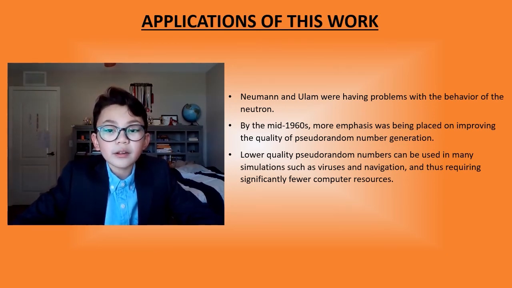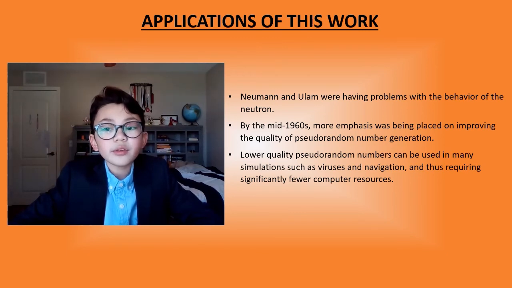By the mid-1960s, computer speed had increased significantly, and computer simulations were becoming an important tool to the scientific community. More emphasis was being placed on improving the quality of pseudorandom number generation. This was okay because computer speed has been growing at an enormous pace, doubling every 2 years, Moore's law. This trend is now significantly slowing.